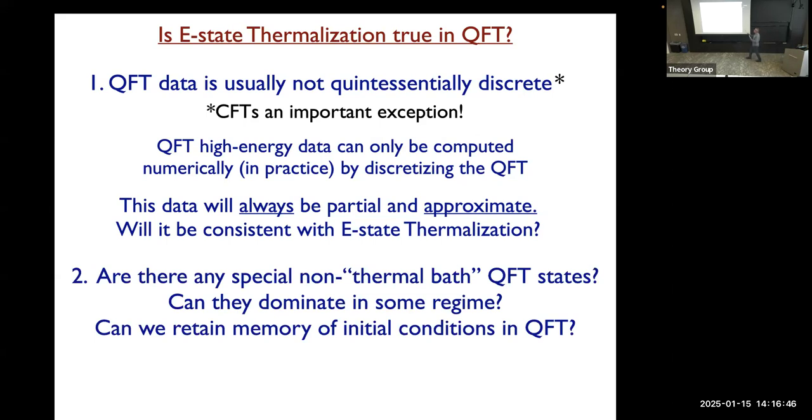And the other question, which is just kind of a technical thing, is: is the mechanical reason for the fact that we see systems reaching equilibrium when they're quantum field theories the same as when you have theories with a finite number of degrees of freedom? And the other question is kind of more dynamical. Are there non-thermal bath states? Can they dominate in some region? If the thermal bath states are the only kinds of states that you have access to at high energies, then all initial condition memory is going to be erased. But are there some kind of long-lived states that keep the memory of the initial condition?